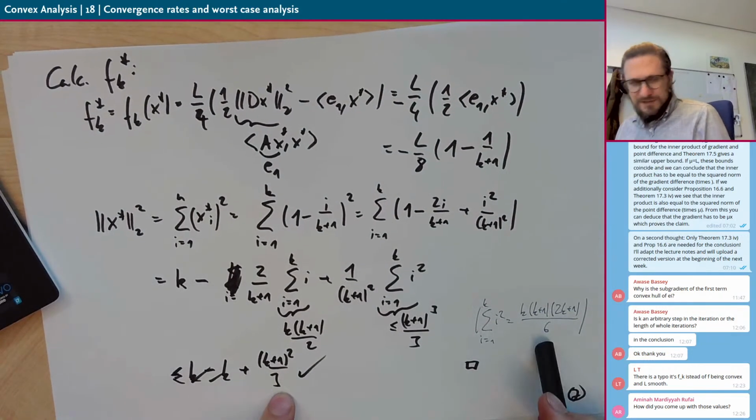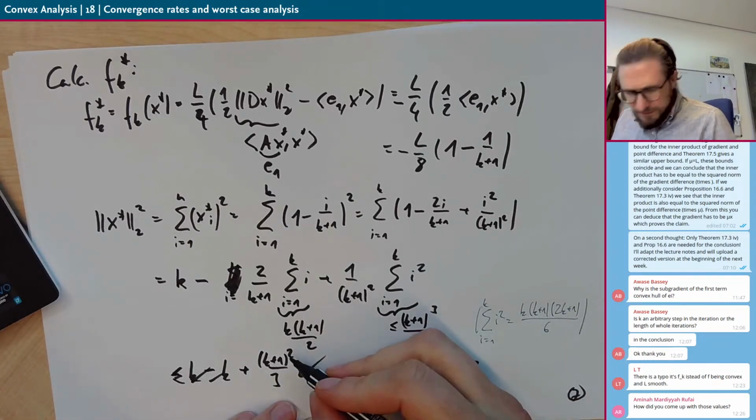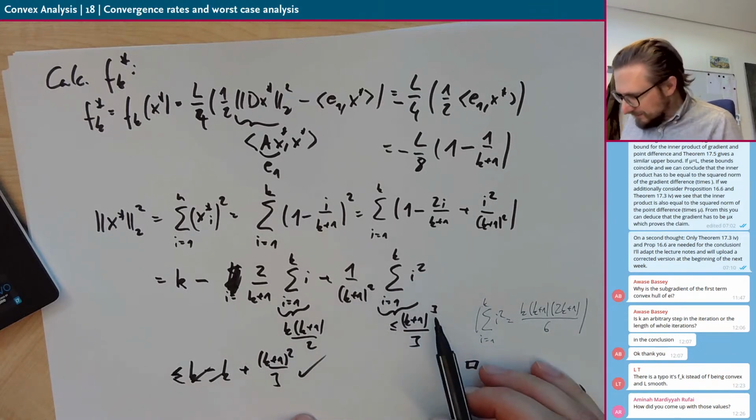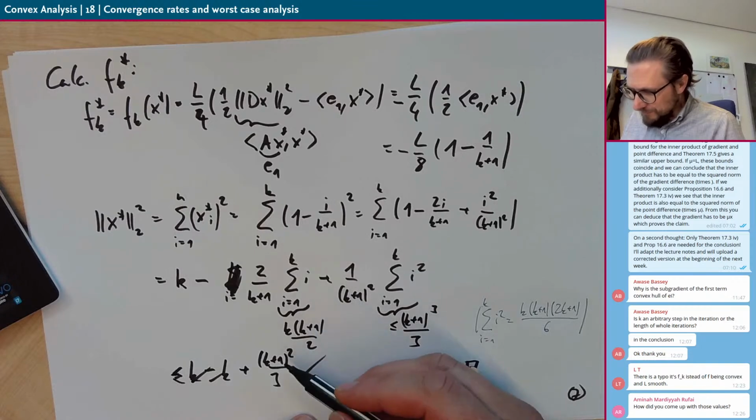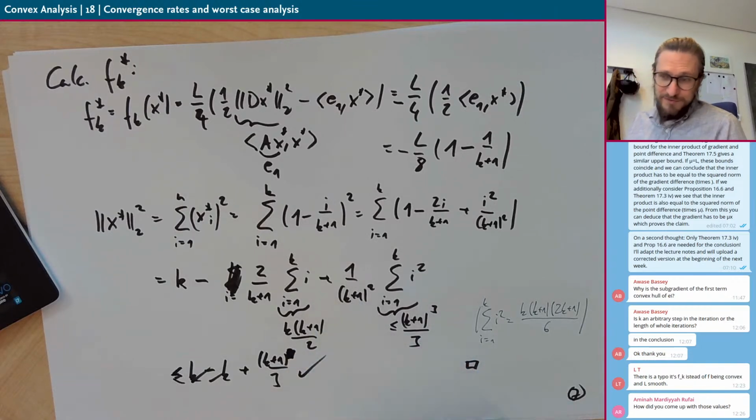We could also plug in this estimate here, but this doesn't make it any better. So the important thing here is, sorry, that was wrong. There's a (k plus 1) to the 3 here, and we divide by (k plus 1) to the 2, so this one here is gone, and this is better because this is what we claimed, and not with the square, sorry.